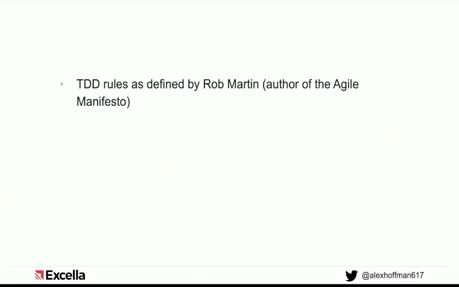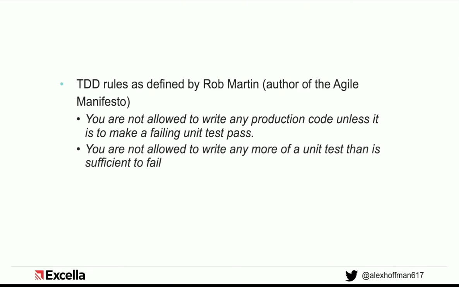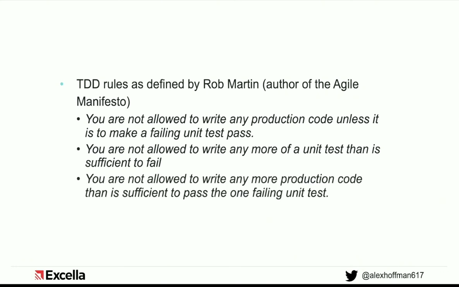So, Rob Martin, author of the Agile Manifesto, defined TDD with the following three rules. One, you're not allowed to write any production code unless it is to make a failing unit test pass. Two, you're not allowed to write any more of a unit test than is sufficient to fail. Three, you're not allowed to write any more production code than is sufficient to pass the one failing unit test.